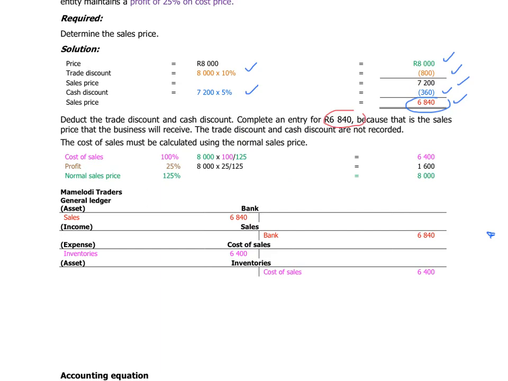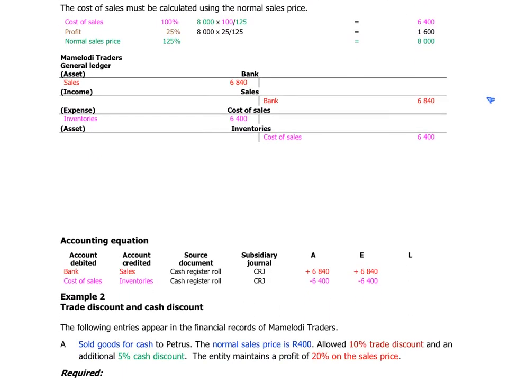We will now look at the effect of this transaction on the accounting equation. If we look at the accounting equation, the account that was debited was the bank account. So I will show that bank is debited. The account that was credited was sales. So I indicate that the account credited is sales. Bank is an asset, so my assets increase. And sales is an income that will increase my profits, so the equity will increase with 6,840.